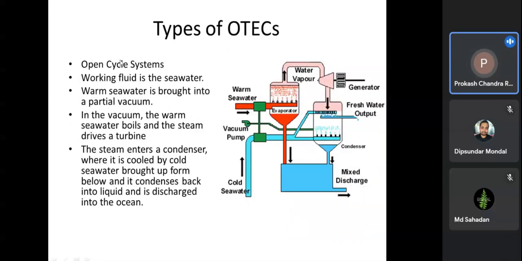So this is basically the open cycle. This is the flash chamber that I have mentioned. This is hot seawater. When it is flashed into a larger chamber, what will happen? It will generate the vapor.